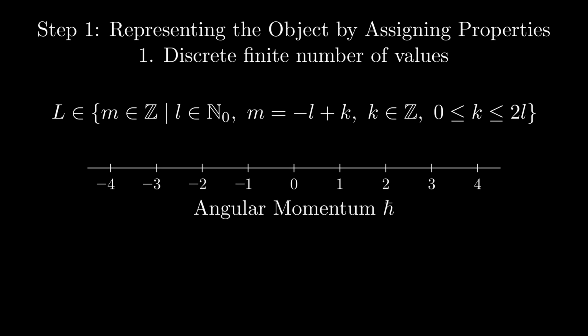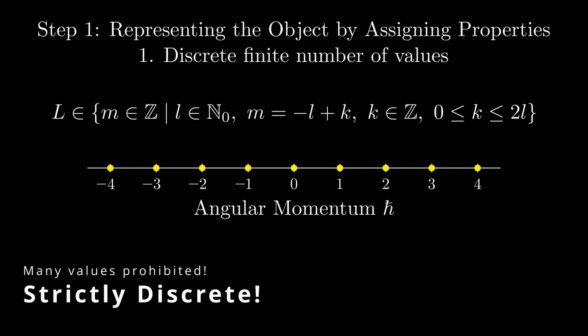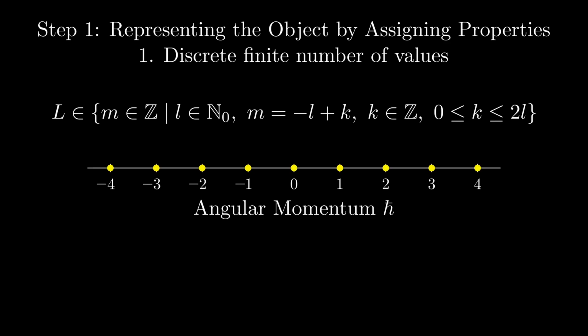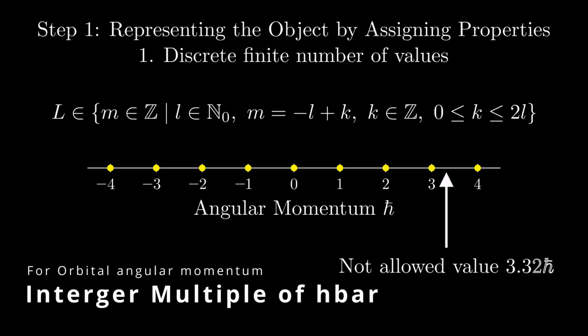I want to emphasize, when I talk about properties being discrete, I really mean it. Nature is very biased, and there are certain values in nature that are simply not allowed. For example, we can never have an angular momentum value of 3.32 h bar under any circumstances. And that is because angular momentum has to take on integer multiples of h bar.